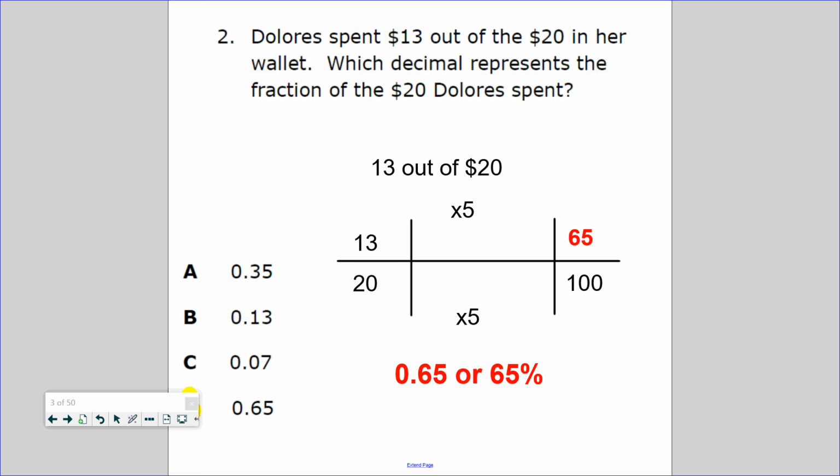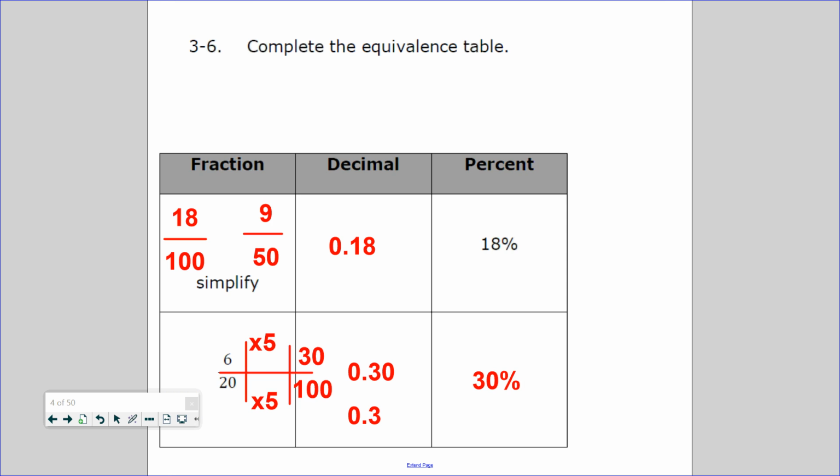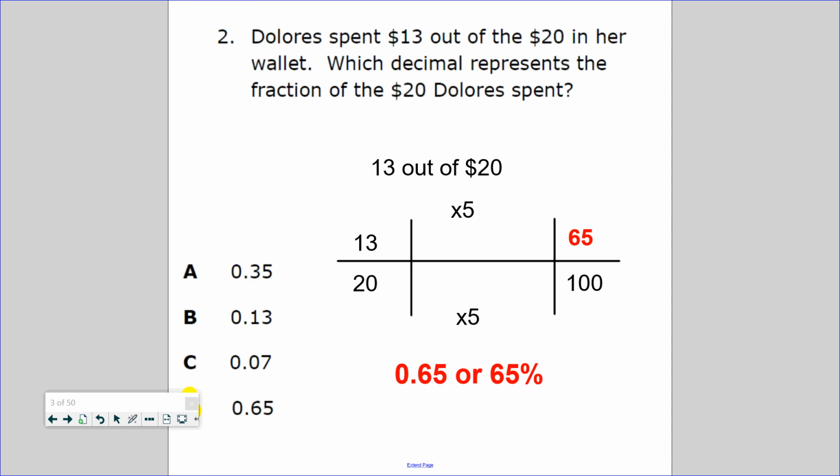Number 2, what else do you need to know in the test? You need to know your fractions, decimal, percent equivalency like this. Dolores spent 13 out of her $20 in her wallet. Which decimal represents the fraction of the $20 she spent? So she spent 13 out of 20.